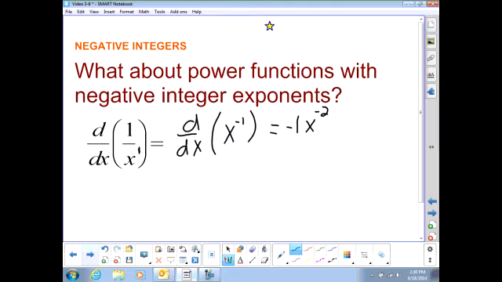Now you can leave it like this, or if you like to have positive exponents, you can move that x to the negative 2 back to the bottom, and we'll have negative 1 over x squared. So when you switch where something is in the fraction, remember the sign of the exponent just changes.